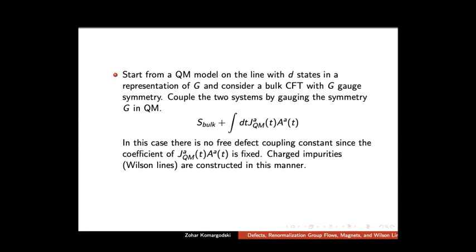Another construction is gauging. You could have a quantum mechanical model with a symmetry G, and G could also be a symmetry of the bulk. So you could couple the gauge field to the current of the quantum mechanical model. That would be like gauging the symmetry of the defect. And that's how we construct charged impurities. So when people talk about charged impurities in graphene or Wilson lines, that's the construction. We just gauge a symmetry of a quantum mechanical model.